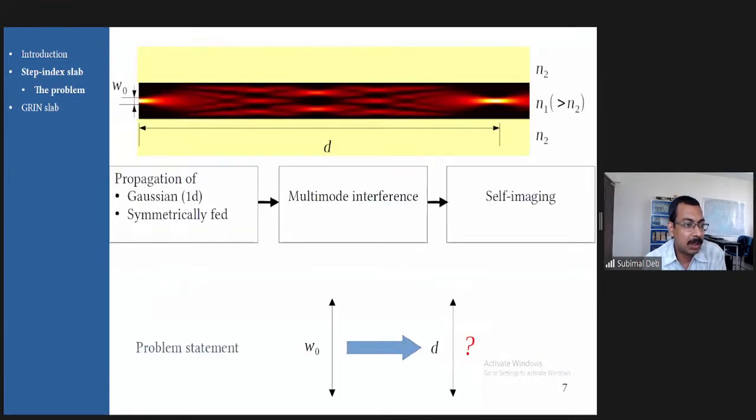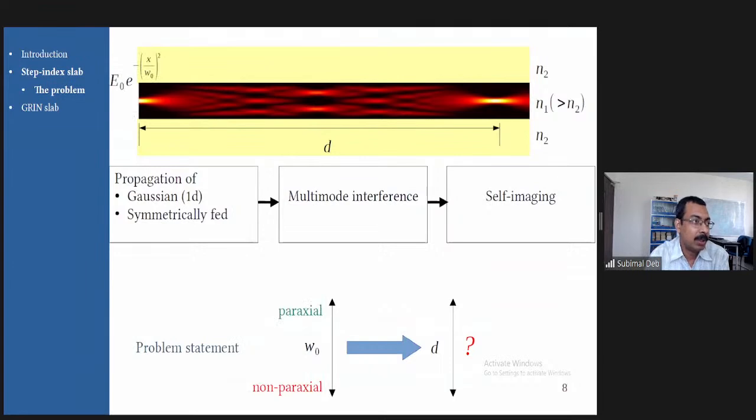So starting with the step index slab, what is the problem statement? If I repeat the problem statement once, the width of this input beam is a parameter that we will vary, and we want to see what happens to the self-imaging distance. Does the self-imaging distance d increase or decrease, or how does it increase or decrease, if at all, with the width of the input? That is what we would take a look at.